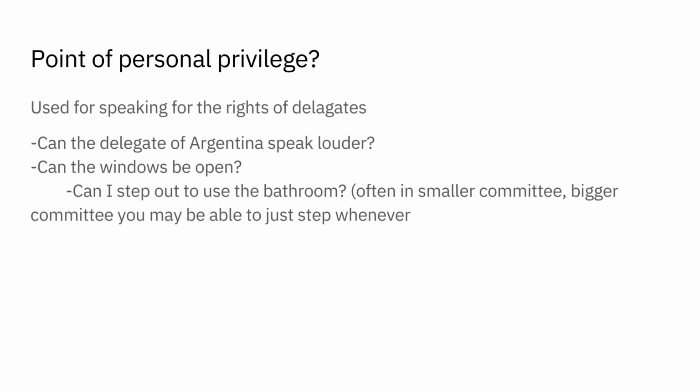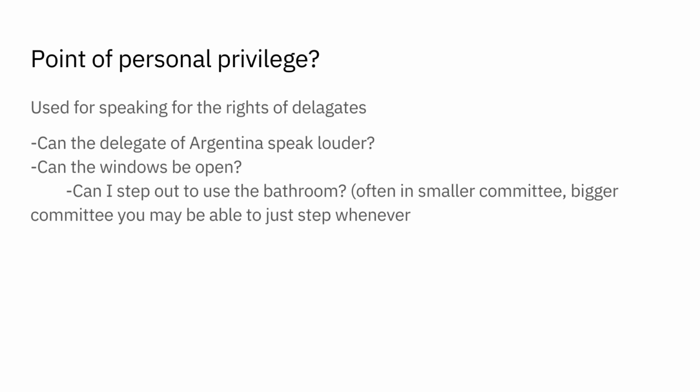Next one, point of personal privilege, used for speaking for the rights of delegates. So, can the delegation of Argentina speak louder? Because you can't hear them, you ask for a point of personal privilege to make sure they speak louder so you can understand what they're trying to say, and maybe make a rebuttal afterwards if you're on the speaker's list next. That's very important. Can the windows be open? Maybe it is too hot, too cold, and you just need the fresh air.